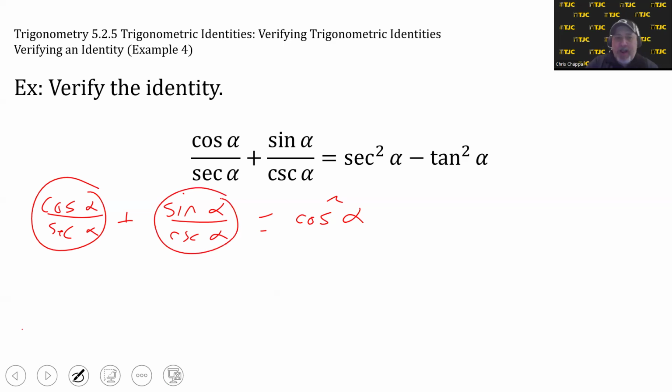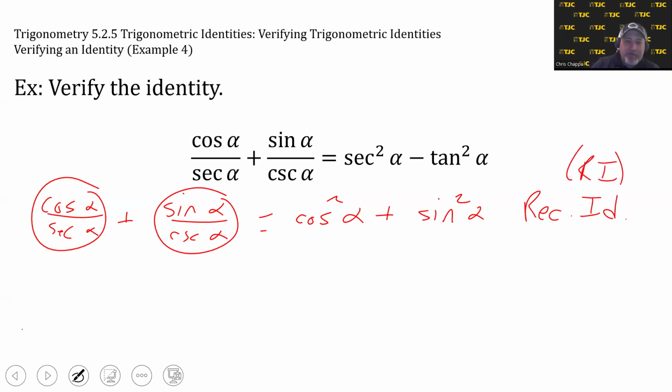Similarly, what would the second fraction transform into? Well, the reciprocal of cosecant is sine, and there's already a sine, so we would get sine times sine, which is sine squared. Now, both of these were reciprocal identities, so I'm going to put reciprocal identities for short. I could even just put RI. I would know what that means in this context.